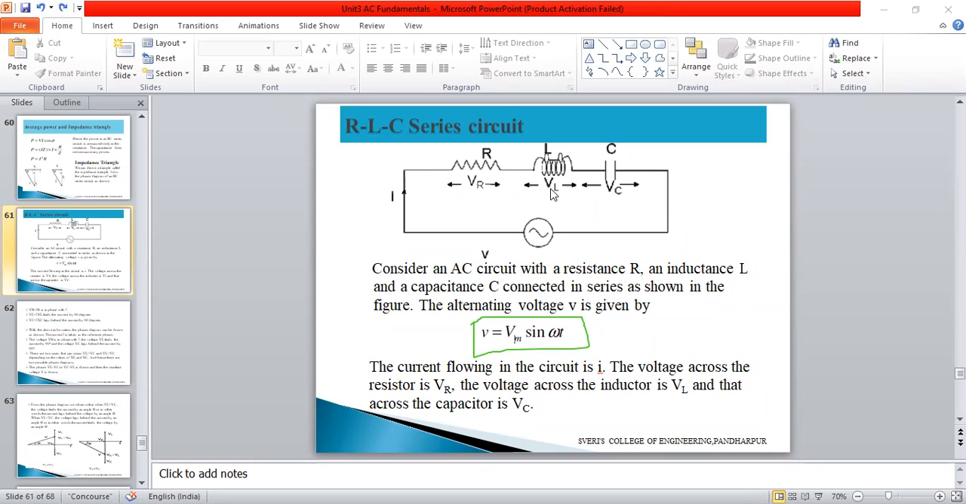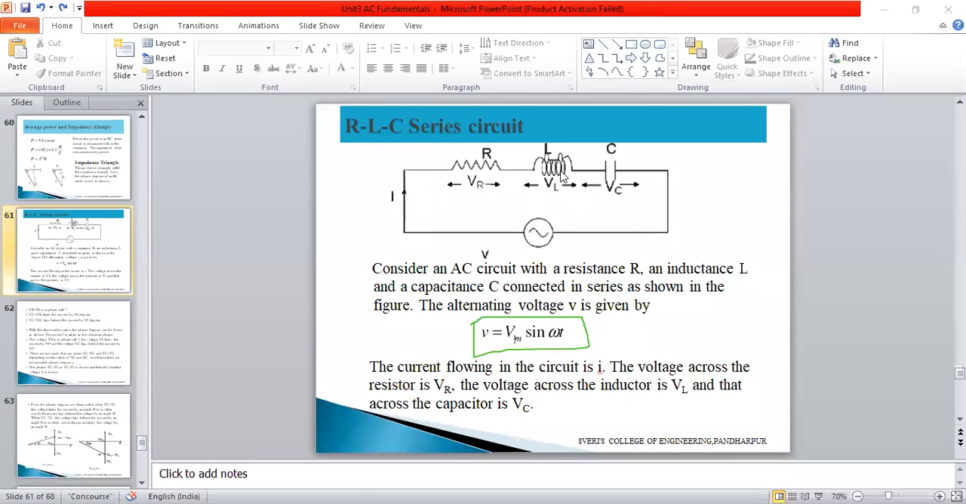Think twice before giving the answer. VL leads the current. Because, for the inductive circuit, current lags the voltage, but voltage leads the current. So VL does not lag here. VL leads the current by 90 degrees.